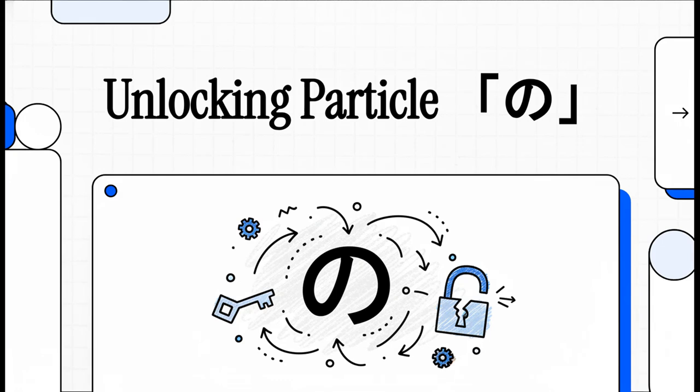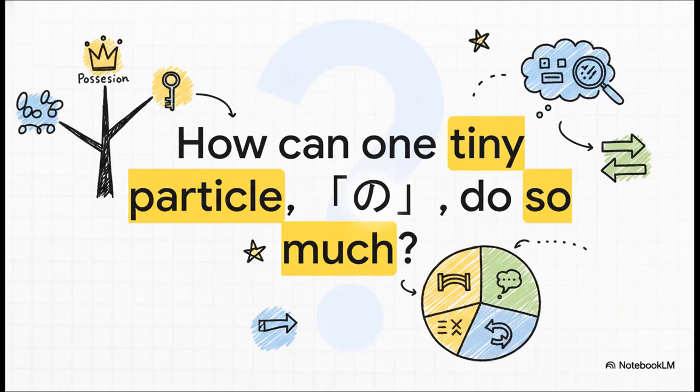All right, today we're going to crack the code on one of the most common and maybe one of the most confusing particles in the entire Japanese language. We're talking about the tiny but incredibly mighty particle no. So, if you're learning Japanese, you know exactly what I'm talking about. You see this particle no literally everywhere, and it feels like it's doing a dozen different jobs at once, right? How can one little character handle ownership, descriptions, and even stand in for other words? Well, that's the big puzzle we're going to solve together today.